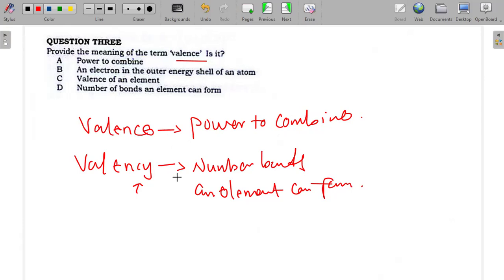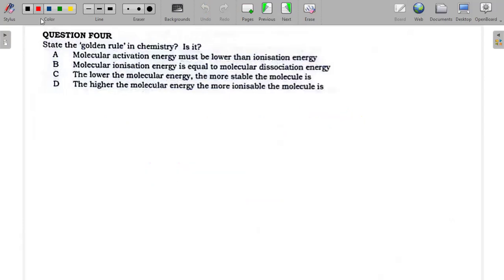We go to question 4. State the golden rule in chemistry. The golden rule in chemistry is simply about the molecular energy. The golden rule states that the molecular energy should be low for a molecule to be stable. The molecular energy has to be low for a molecule to be stable. So we choose C as the best answer. The lower the molecular energy, the more stable the molecule is.